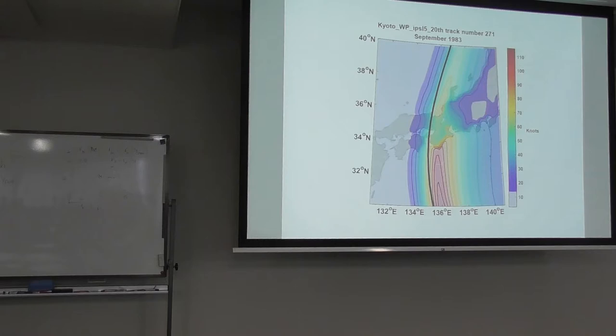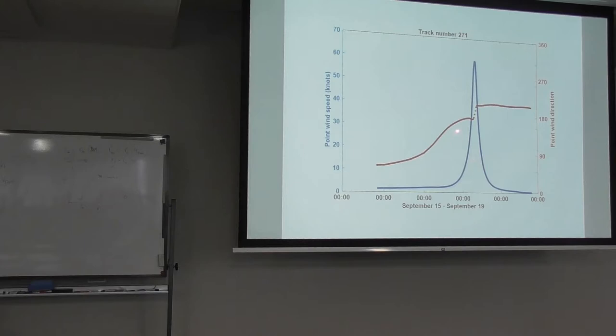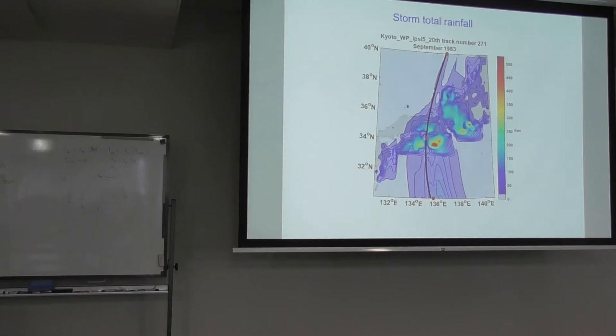Here's a time series of surface winds at Kyoto itself from the same event I just showed you. This is wind speed in knots and wind direction. And the model, I'll say more about this in a minute, produces rain. This is a very, very tough thing to do, and it's very tough to evaluate, and it's new for us. We'll come back and talk about it.